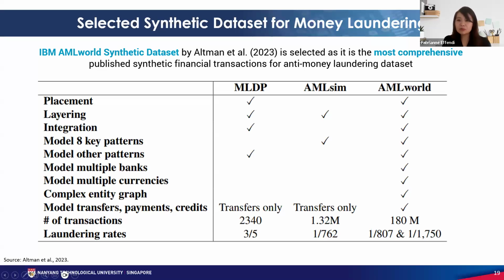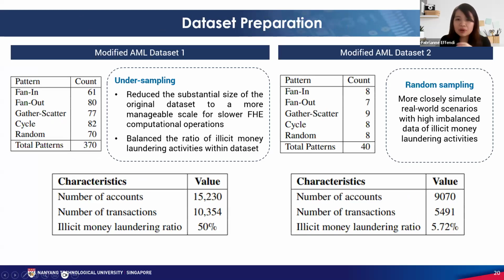For the purposes of this project, the AML-World dataset was chosen as it's the most comprehensive. It covers the three stages of money laundering: placement, layering, and integration, and also models the various key patterns, multiple banks, currencies, etc. But because of certain CPU limitations and constraints due to the computationally slower processes associated with fully homomorphic encryption, I had to reduce the AML-World dataset size.